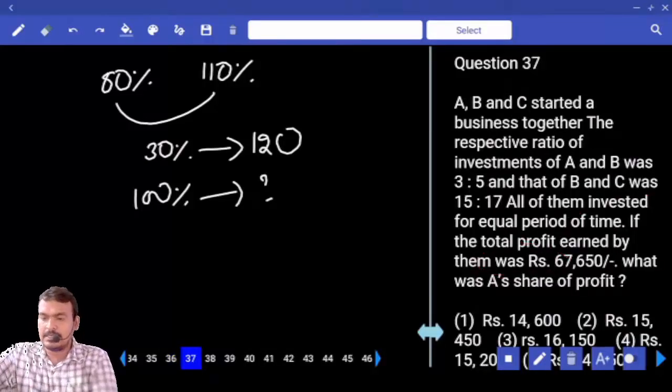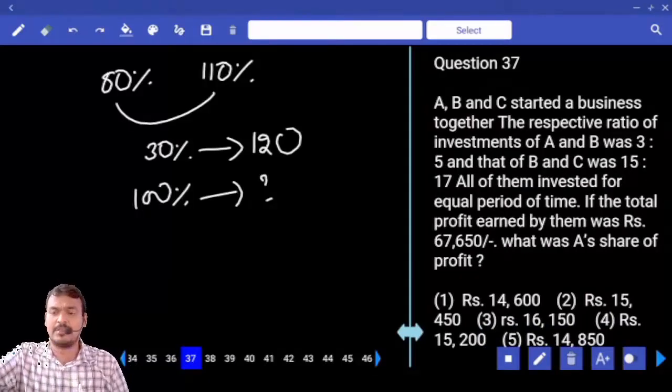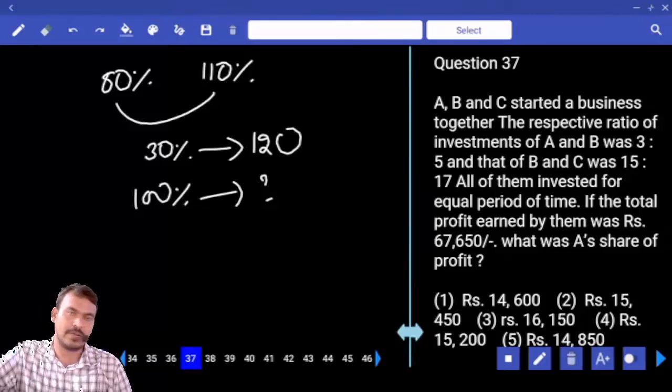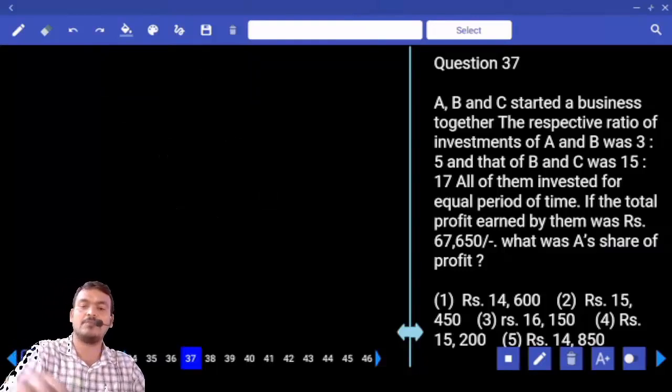Next 37. A, B, C started a business together. The respective ratio of the investments of A and B was 3:5 and that of B and C was 15:17. All of them invested for an equal period of time. If the total profit earned by them was 67,650, what is the A share or B share?